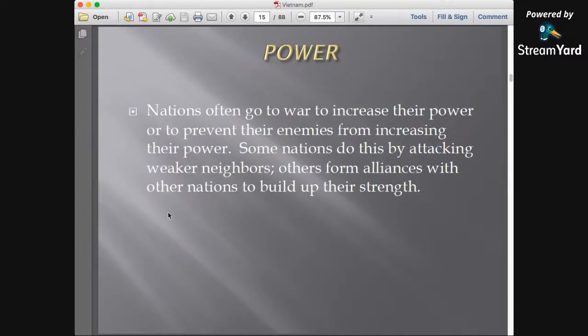The first one is power. Nations often go to war to increase their power or to prevent their enemies from increasing their power. Some nations do this by attacking weaker neighbors. Others form alliances with other nations to build up their strength. Whether it's the United States, Russia, or China, when they become involved in a conflict, sometimes these things take place. If you look at the current situation at the southern border of the United States, Mexico, we often as a country exert our power, not necessarily by attacking militarily, but monetarily, we're still utilizing that component. So that's the first one, power.